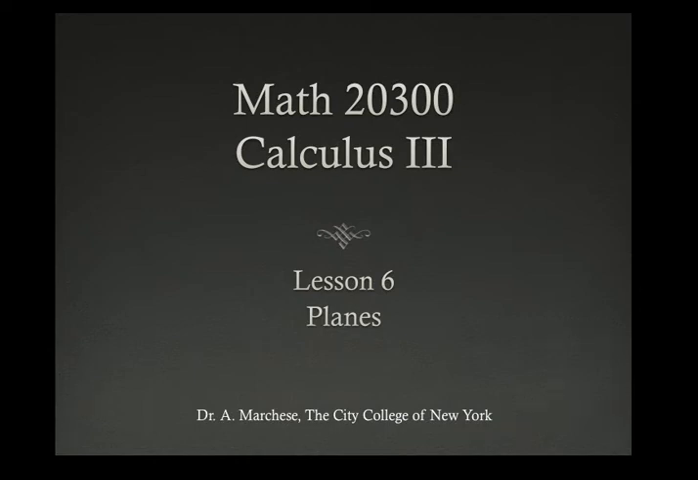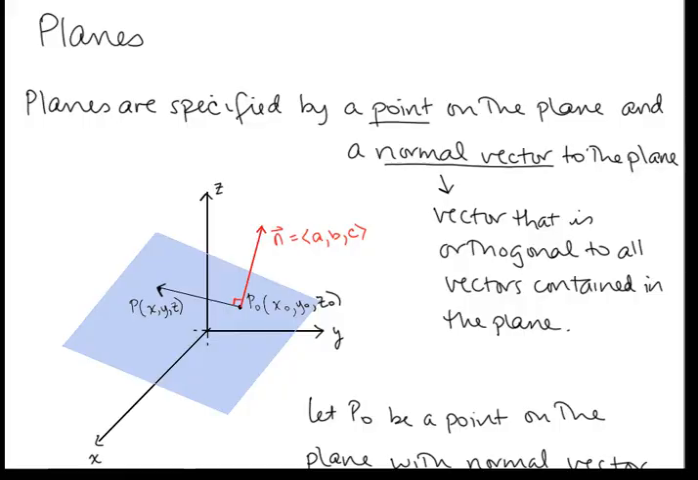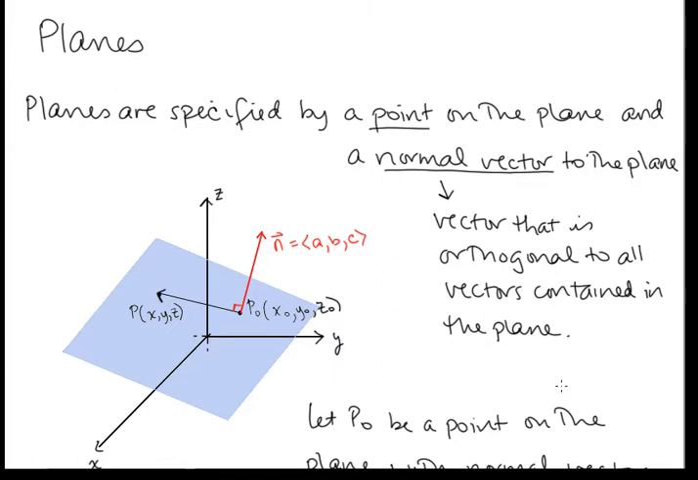This is Lesson 6 in our Calculus 3 series, Planes. Planes are specified by a point on the plane and a normal vector to the plane. And that's a vector that is orthogonal to all vectors contained in the plane. So let's take a look at this sketch here.